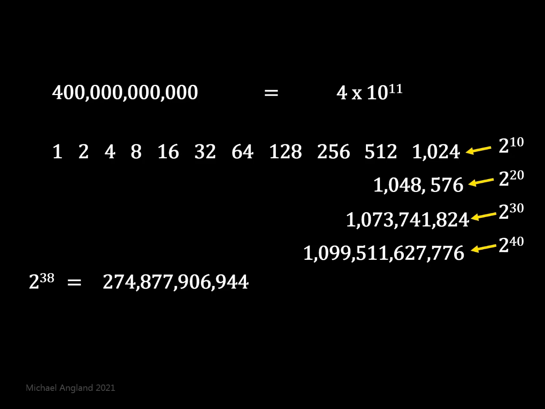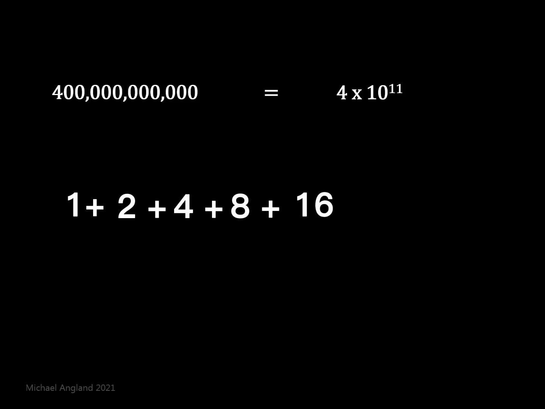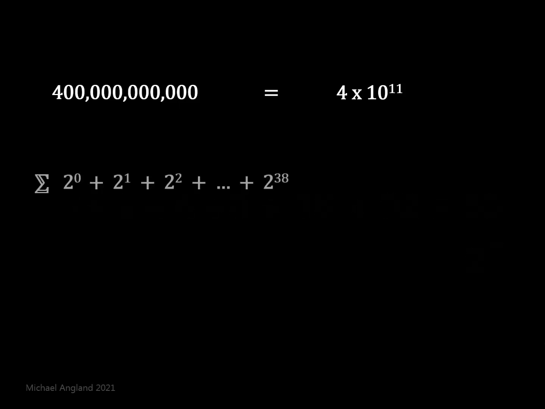Here's a brief explanation. Suppose we were to sum the first 5 terms, which are 1, 2, 4, 8, and 16. The answer we get is 31, which is 1 less than 32, which is 2 to the power of 5. If we were to sum the first 6 terms, that's 1, 2, 4, 8, 16, and 32, we would get 63. That's 1 less than 64, which is 2 to the power of 6. So if we were to sum the first 38 terms, what we would end up with is 1 less than 2 to the power of 39.